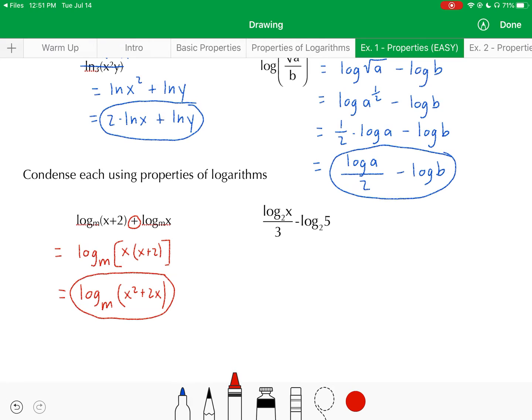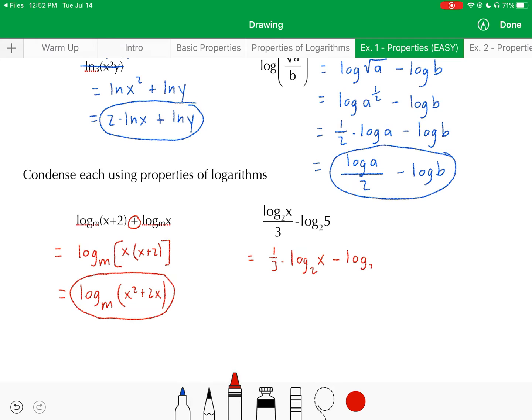Now, maybe I skipped over this fact, but understand you could only use that product property because of the fact that both of these logarithms have the same base of m. Okay. All right. In the second example here, I'm going to use two properties, and starting with the fact that log base 2 of x is being divided by 3, isn't that the same as 1/3 times log base 2 of x?